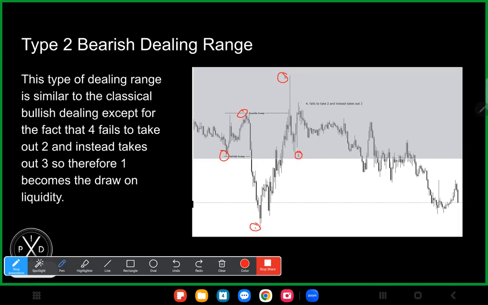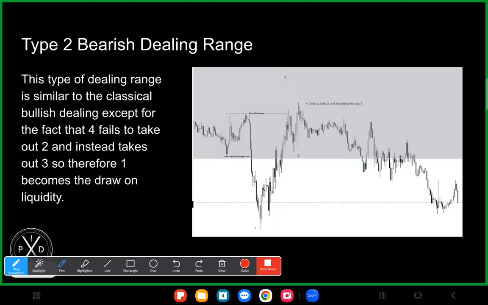And then 4 fails to take out 2. And instead, we see that price later comes out and takes out 3. So that means that this low right here, where 1 is, is going to be the next draw on liquidity. And then we can see that price is drawing towards those levels. So yeah, that's pretty much everything about a dealing range. But let me just go over one more thing.